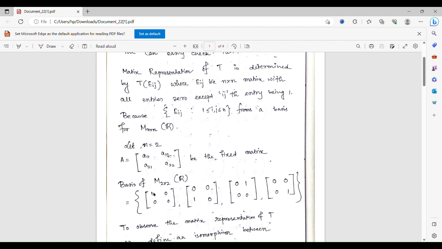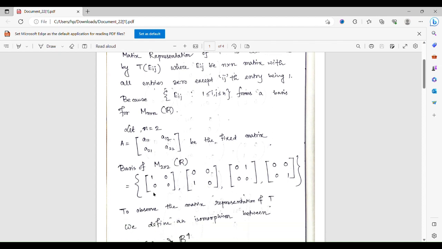Say 1 0 0 0, 0 1 0 0, 0 0 1 0, 0 0 0 1. I assume this is the ordered basis of M2 cross 2 R, and observe the order. First I take 1 in the first entry, then 1 in the first column second entry, then 1 in the second column first entry, then 1 in the second column second entry. Why I choose the basis in this way you will understand later, but it is important to choose it this way to get a nice form of the matrix representation of T.